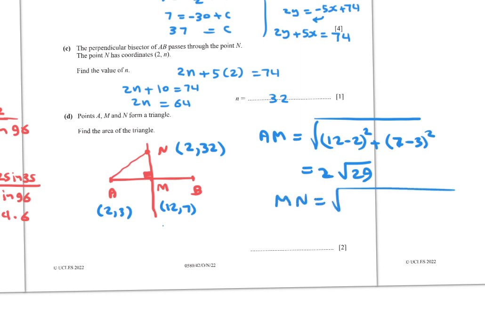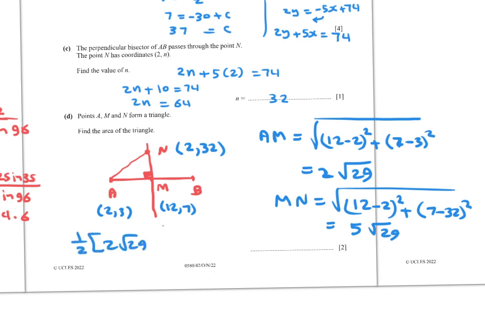And also we can find MN, distance formula, MN: 12 minus 2 squared plus 7 minus 32 all squared equals 5 root 29. So now the area of the triangle equals half times 2 square root 29 times 5 square root 29 equals 145.